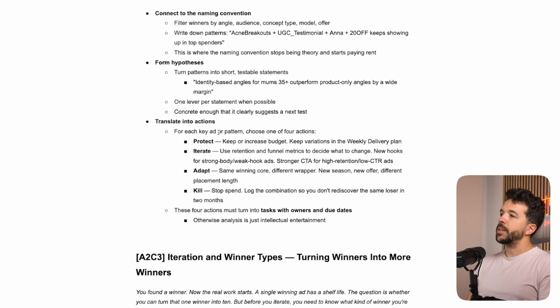For each key ad or pattern, you want to choose one of 4 actions. The first one is protect, which means keep or increase budget, keep variations in the weekly delivery plan. Iterate: use retention and funnel metrics to decide what to change. New hooks for strong body, weak hook ads, stronger CTA for high retention, low CTR ads. Adapt: same winning core, different wrapper, new season, new offer, different placement length.